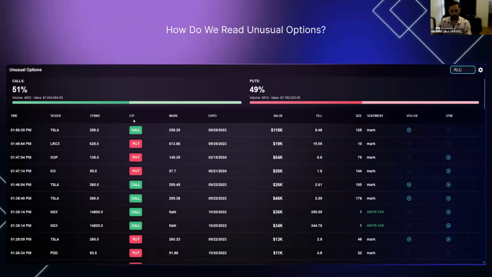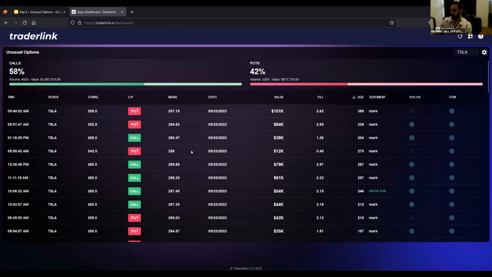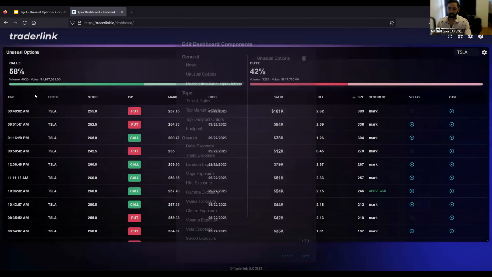So let's go to this. Let's start this so everybody can still see the screen, it looks like. When we're looking at unusual options, and this is through the TraderLink dashboard, right now we just have the unusual options component up.